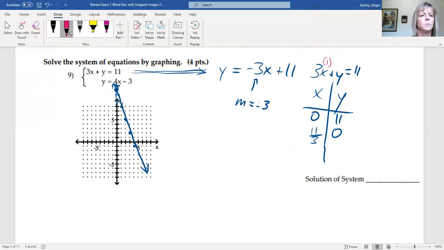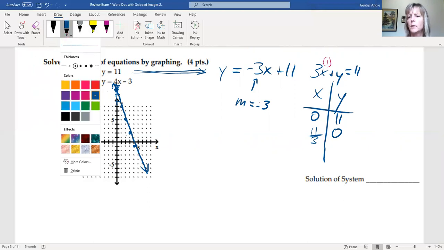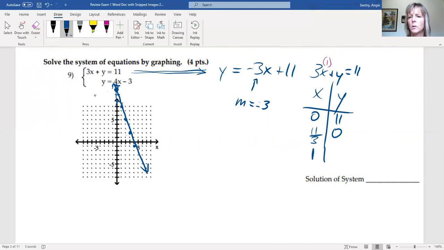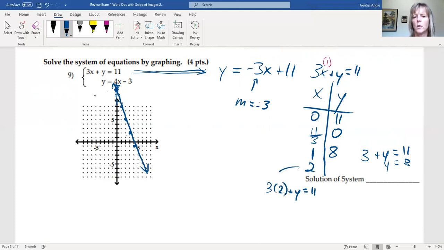If you let X be a 1, then you would get 3 plus Y is 11. Then you isolate the Y and you get Y is 11 minus 3 is 8. So 1/8 is mathematically fairly easy. And there you have 2 points. 1/8, is that on my graph? 1/8, yes it is. And then if X is 2, 3 times 2 plus Y is 11. 6 plus Y is 11. Y is 11 minus 6 is 5. So, for example. So that's also on my graph.